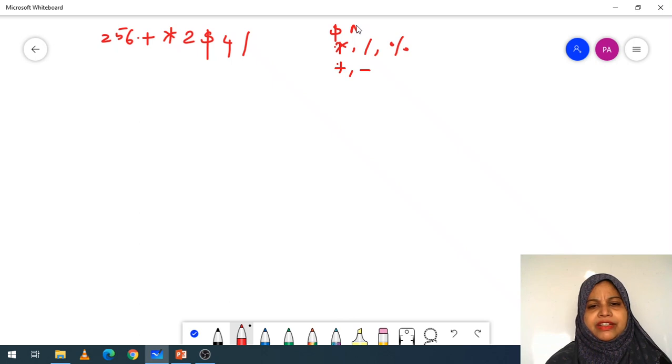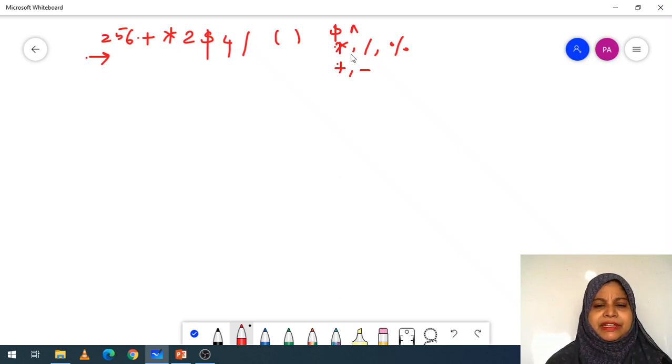While we evaluate any expression, we evaluate it from left to right. Apart from this, the expression present in left and right parentheses, we have to evaluate that expression first, right.